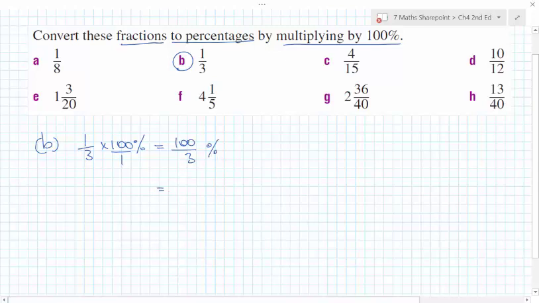Now I write this as a mixed number, so 3 goes into 100 33 times, and it still leaves me 1/3 left over, so it's 33 1/3%.